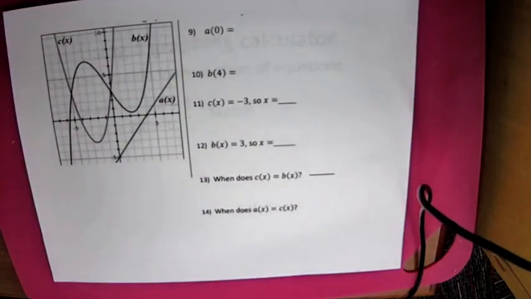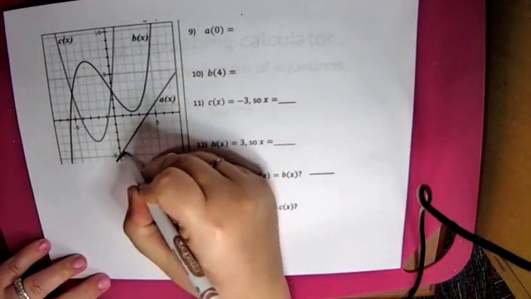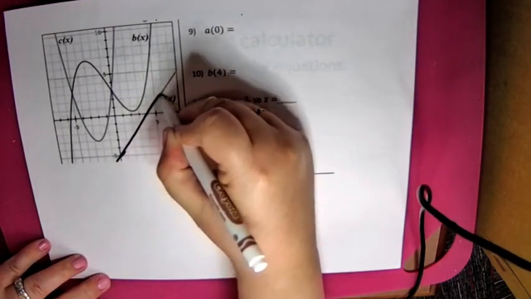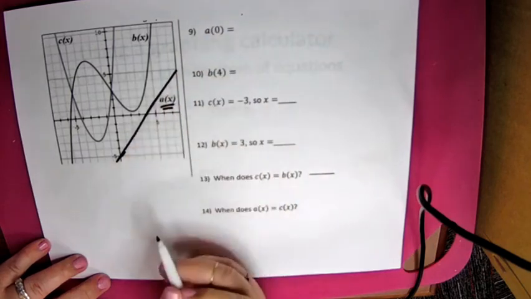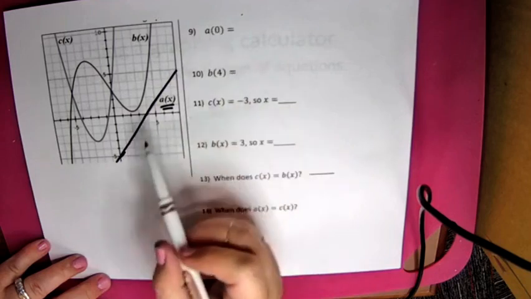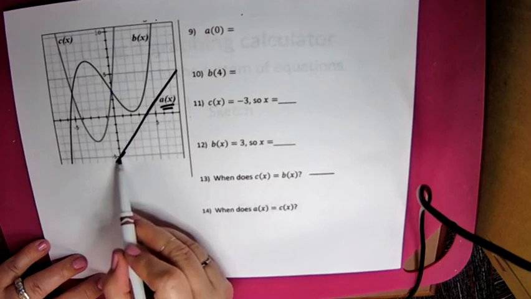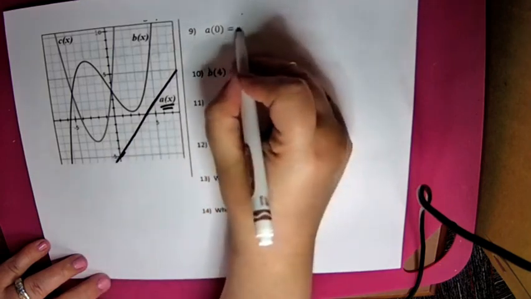Just practicing some more. So here's a group. This right here is graph A. I know that because that's what it tells me. So I want to know what happens when my input is 0. So here's 0, my input. My output would be -5.